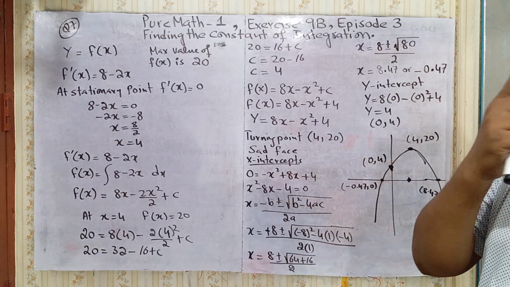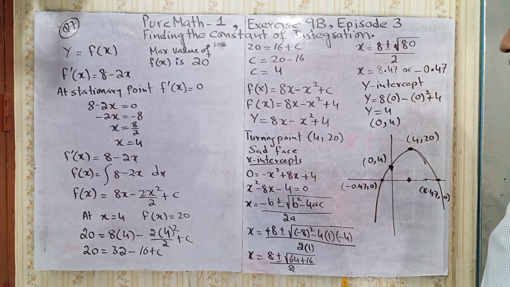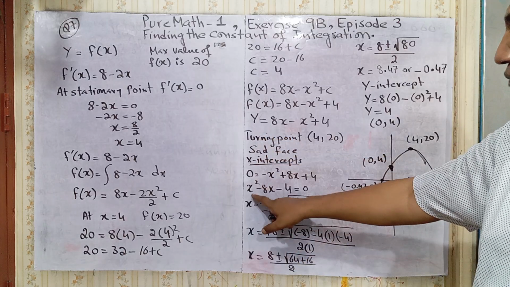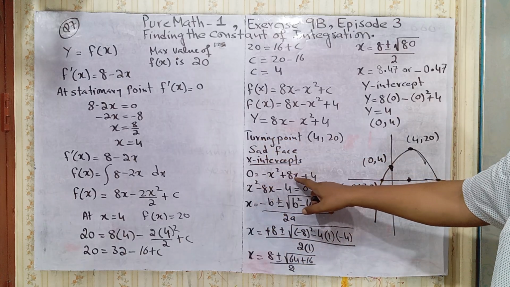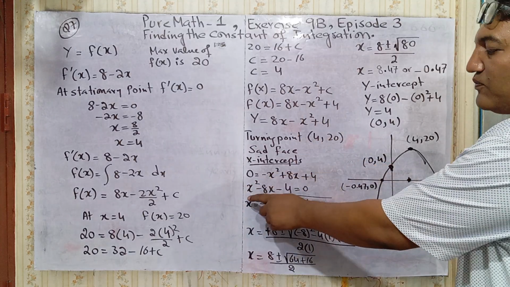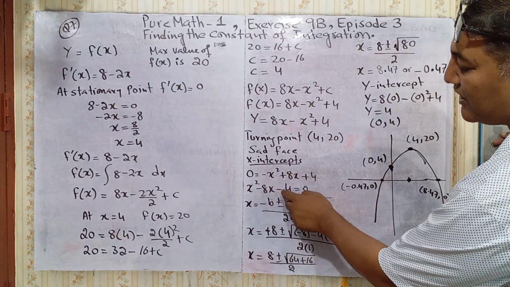The x-intercepts are the points where the curve meets the x-axis. At the x-intercepts, y is 0. So in the place of y, I will put 0. So that's minus x square plus 8x plus 4. I took the whole thing to the other side, so this becomes positive: x square minus 8x minus 4 equals 0.